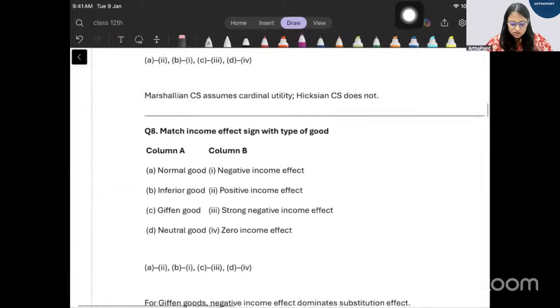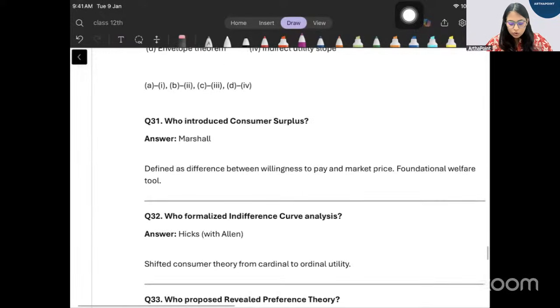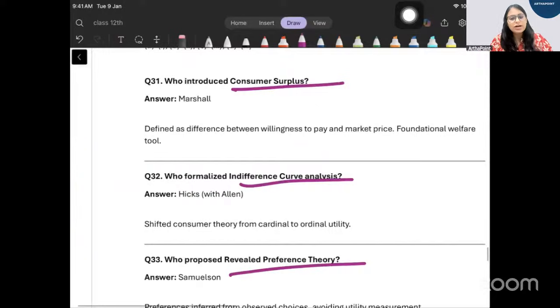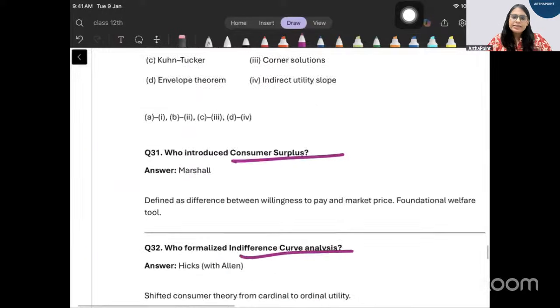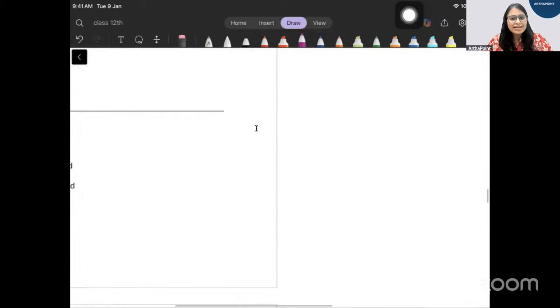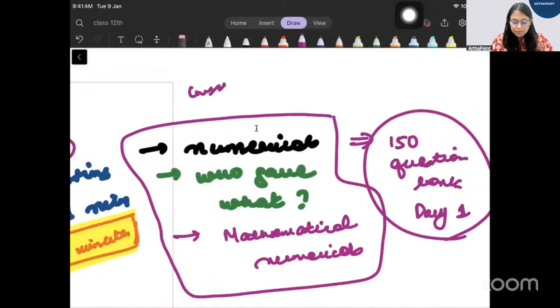And similarly, if I just go here, you will also notice that after match the following, there are questions on who gave what: who introduced consumer surplus, who introduced indifference curve analysis, who introduced revealed preference theory, right? And then there are numerical based questions, just like have been asked in the past few year papers. So, based on the day that I am giving you, if day one is for consumer behavior, this entire assignment is only based on consumer behavior.